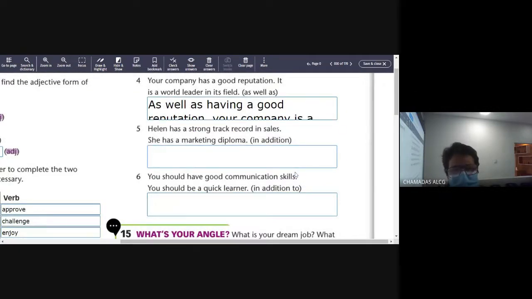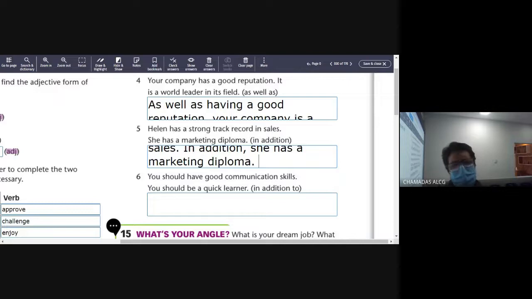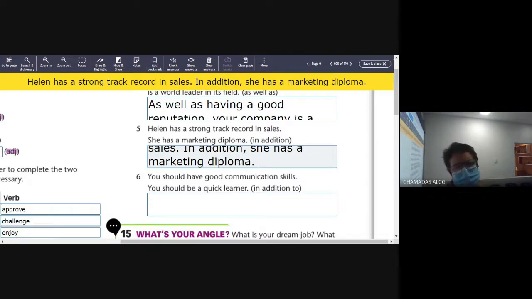Now, number 2: Helen has a strong track record in sales. She has a marketing diploma. This is easy. Period. In addition, comma, okay, so like this. So in addition, it can be your own sentence based on what you want to emphasize. Yeah, sure.